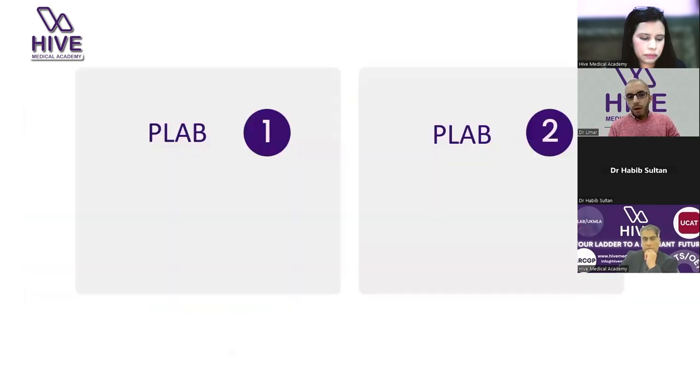So just moving on now to the actual information about PLAB. So the PLAB process, as you may or may not know, is composed of two parts. There's PLAB 1, which is a knowledge-based single best answer multiple choice question exam. And that is the first stage of the PLAB process. PLAB 1 can be done in Pakistan, and the centers are in Karachi and Islamabad.